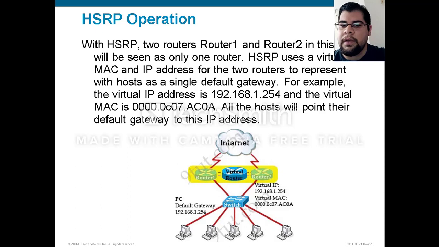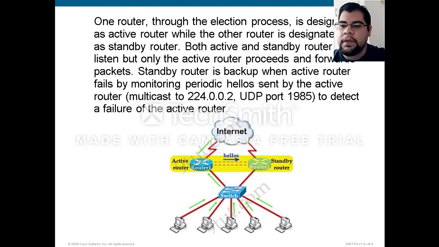We see here a networking diagram, which shows the internet, router 1 and router 2, but in the middle we have the virtual router. Then we have the switches, which connect the internet to the host machines. One router, through the election process, is designated as the active router, while the other router is designated as the standby router. Both the active and standby routers listen, but only the active router forwards packets.